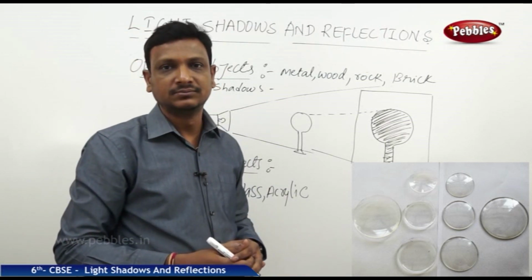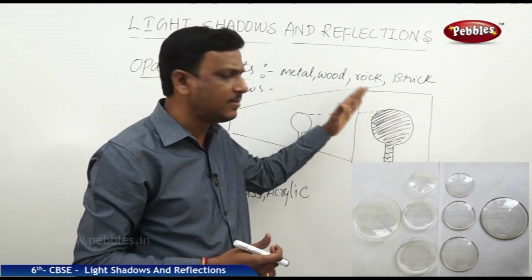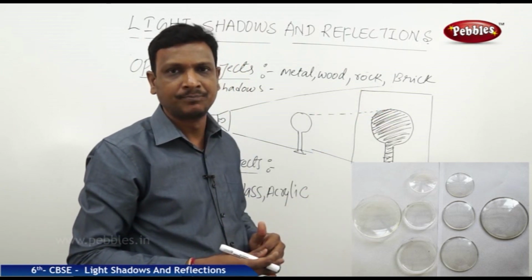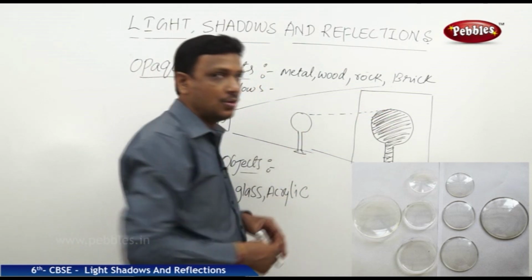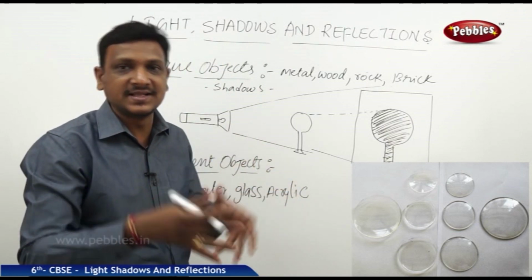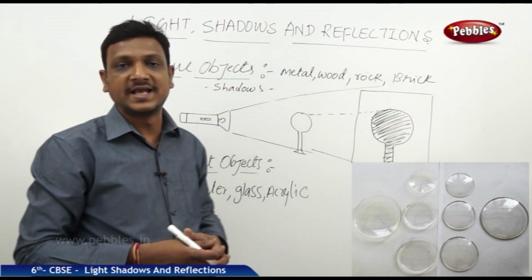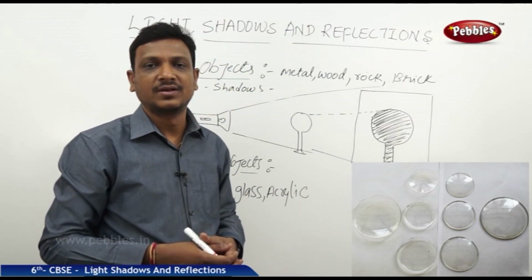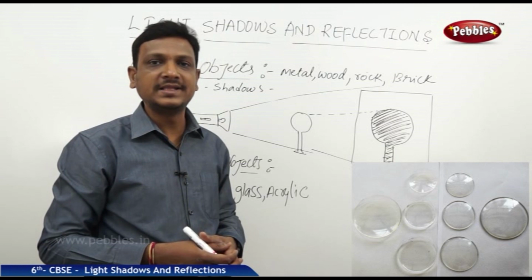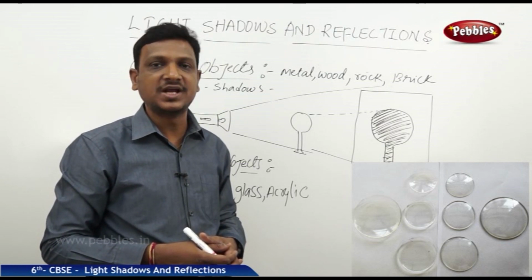No. Of course, even though it may cast a shadow, it will be very, very light. You can't see that, because the light is passing through. The transparent one is not obstructing the light, because the light is allowed to pass through it. So it's not casting any shadow. Right? Only the opaque objects are able to cast the shadows.